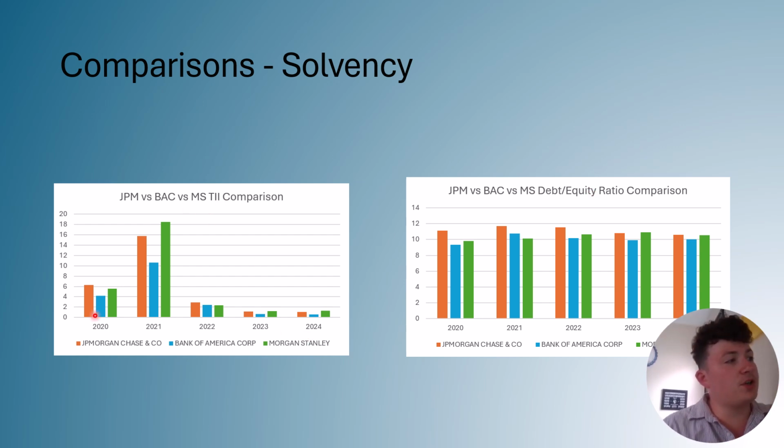And the times interest earned, they all follow the same trend as well, with Morgan Stanley having the bigger swing here, and JP Morgan and Bank of America actually, I guess, having a little bit of a smoother trend line, even though it all follows the same direction.